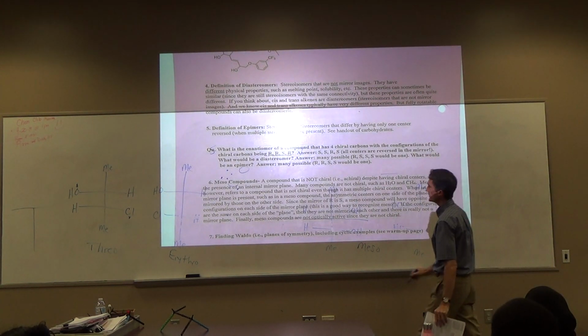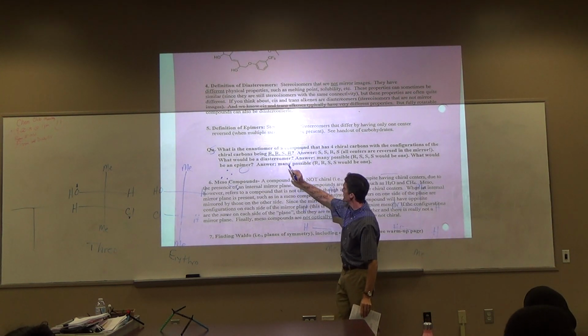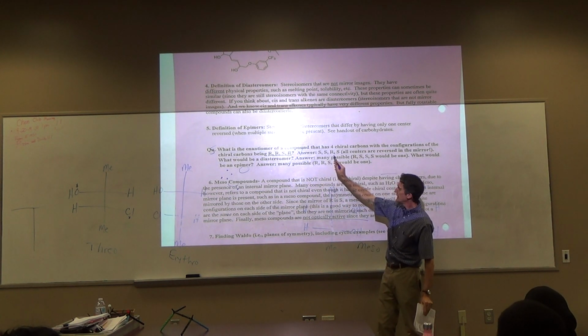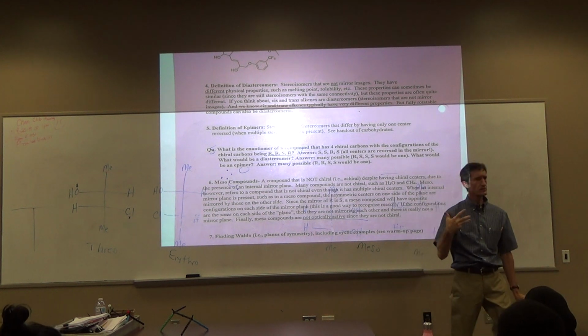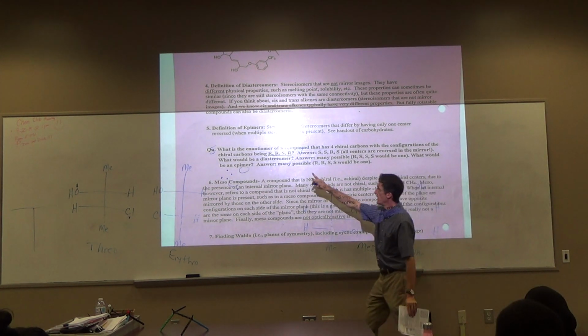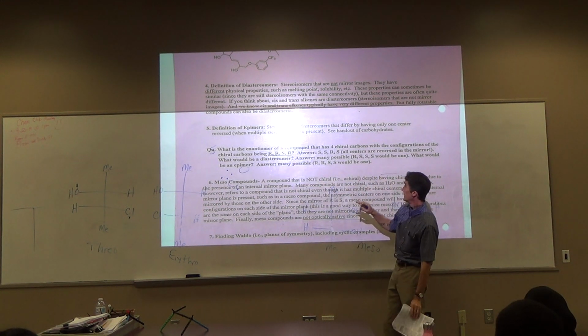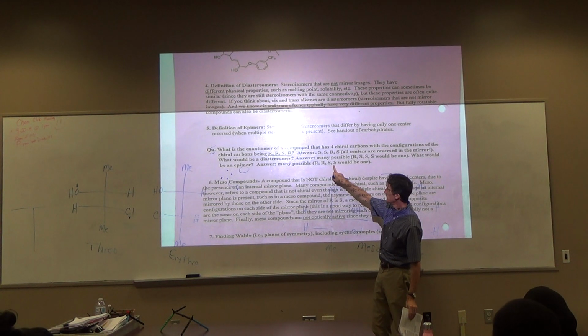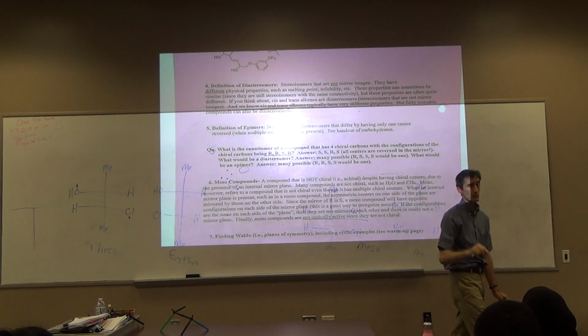What's an enantiomer of a compound that's RRSR? SSRS, because when you look at the mirror, everything is switched, right? What would be a diastereomer of that? RRSS would be a diastereomer. It would also be a what? It would also be an epimer because we only changed one thing.